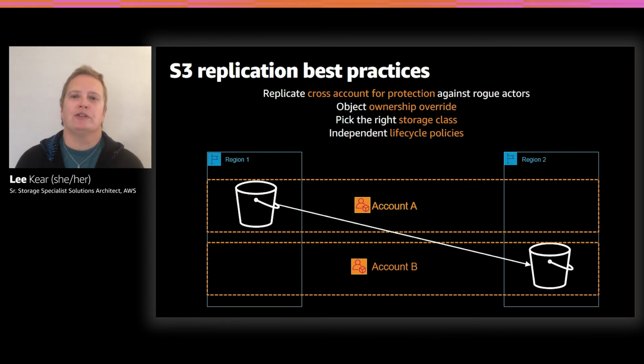You also want to consider using object ownership override. What this will do is that if, say, account C is putting objects into account A's bucket, when they're replicated, they will be owned by account B. That way you have uniform ownership of those objects.